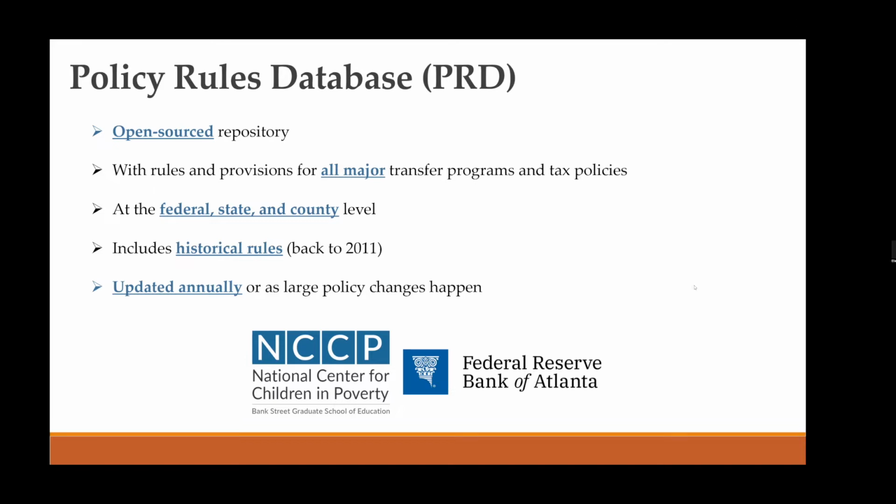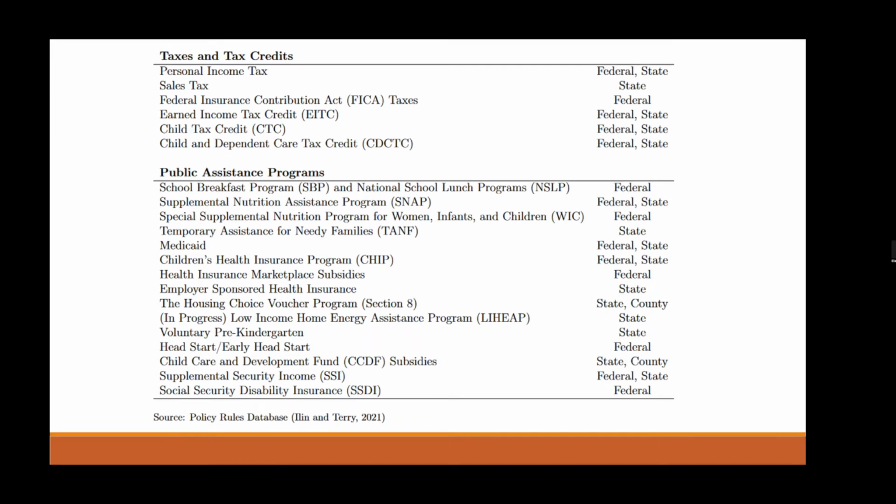So here is the full list of programs included in the Policy Rules database. On the tax side, PRD has personal income tax, sales tax, payroll taxes, and also all major tax credits at the federal and state levels. PRD also includes rules for all major public assistance programs, and some of the programs are still work in progress. For example, LIHEAP, which is an energy assistance program, we are still working on including into the database. Some of the most recent additions to the PRD are SSI, Supplemental Security Income, and SSDI, Social Security Disability Insurance.